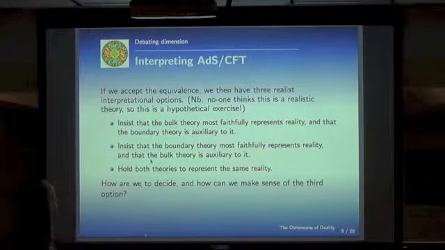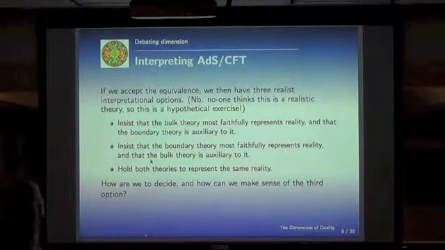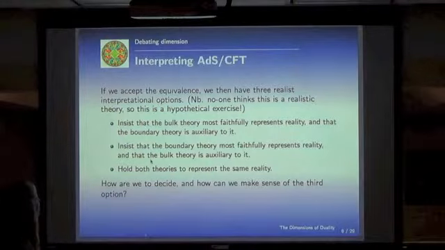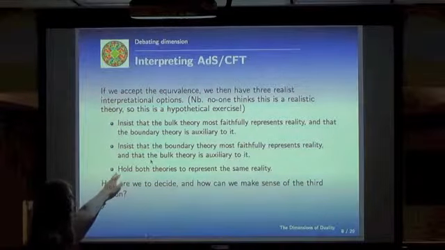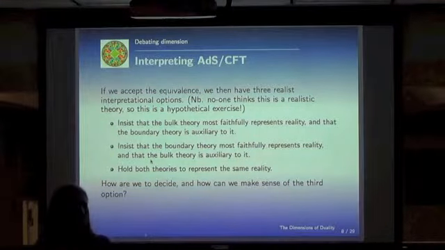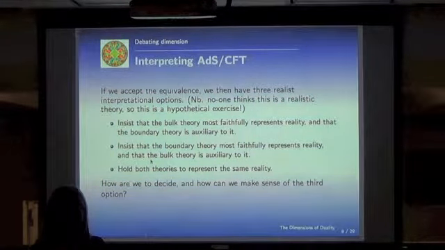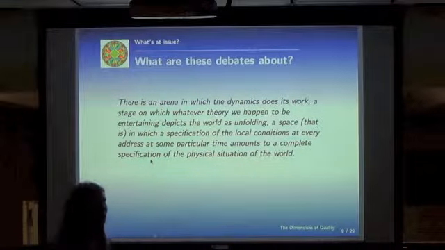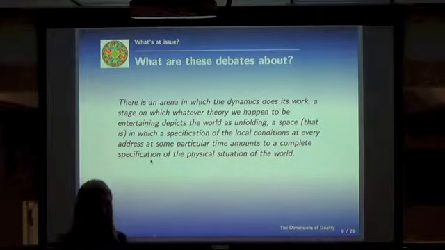Now, how might we decide between these options? And also, supposing we go with the normal line on dualities and we accept number 3, how should we make sense of that option if things have different dimensionality? So that's the big question in the background.